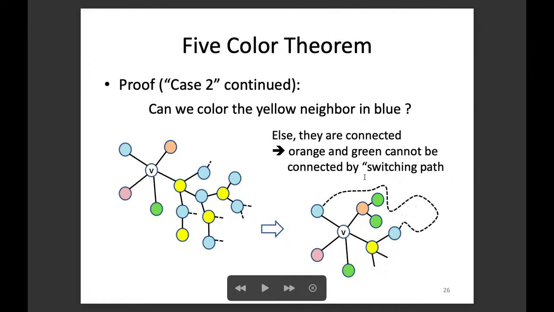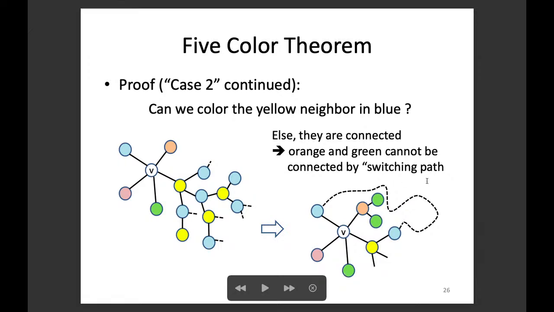But then we know that in such a case, this part will now be a closed region. Is that okay? So what we can do next is we move on to change another pair of colors. So here, we look at the orange and the green. So we want to find out the orange-green path so that we swap this orange into green, green into orange, and so on and so forth.